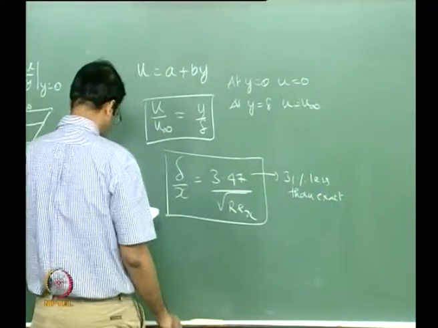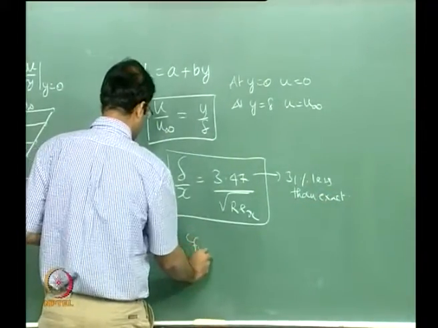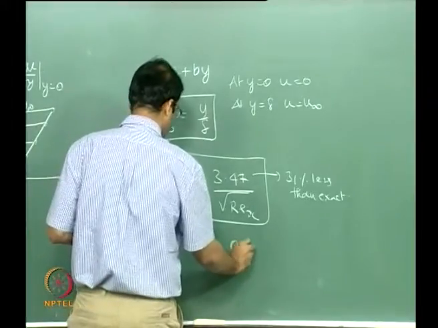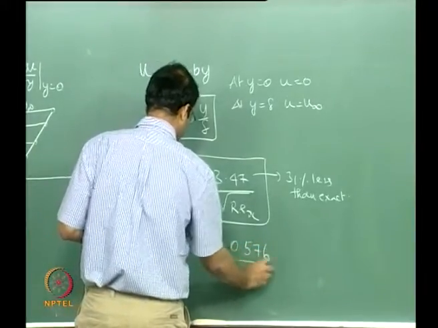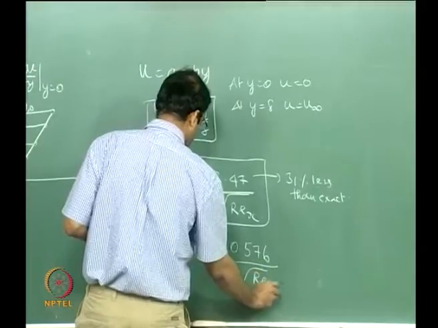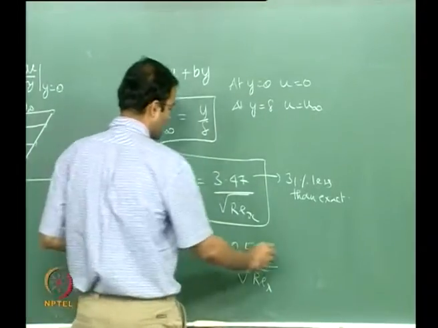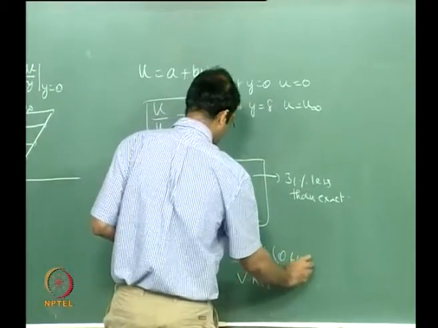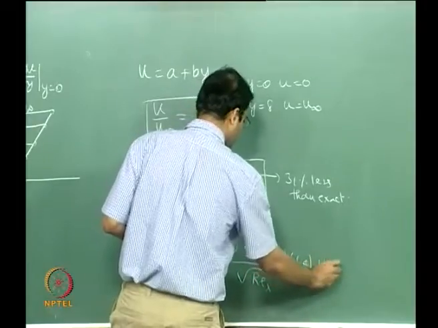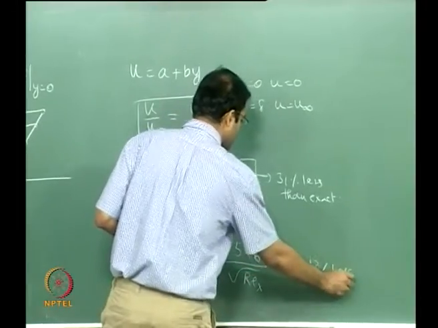And so was the local variation of skin friction coefficient, which came out to 0.576 by square root of Reynolds number. The actual value was 0.664. So this is about 13% less than the exact solution.